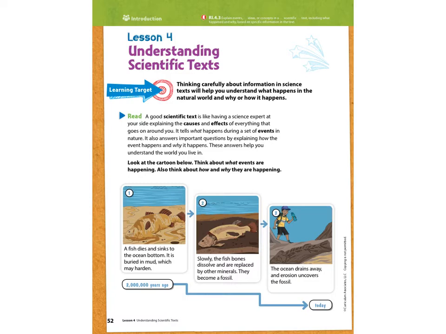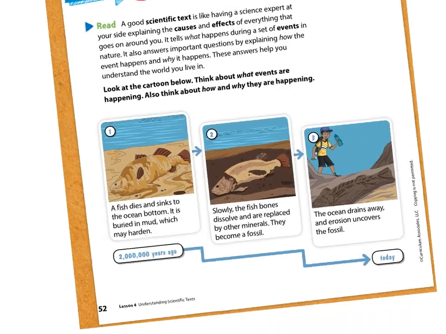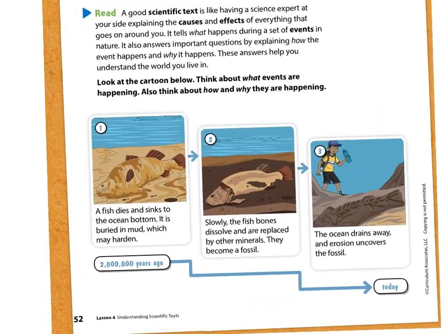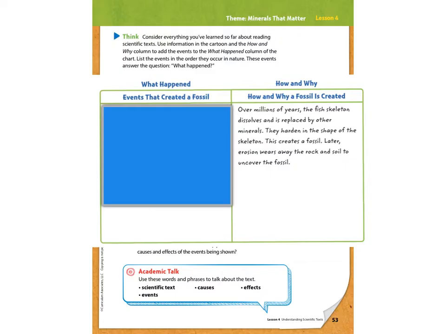Good. I'm also noticing underneath this image, it says a really big number there. Look at how many years ago, all the way to today. So it's giving you how time is passing. I'm thinking that's definitely a scientific text, helping me understand more about science. All right. So now that we've warmed up our brains, let's go ahead and add to that knowledge. Remember, we're thinking about, now let's go ahead and think about what happened and why.